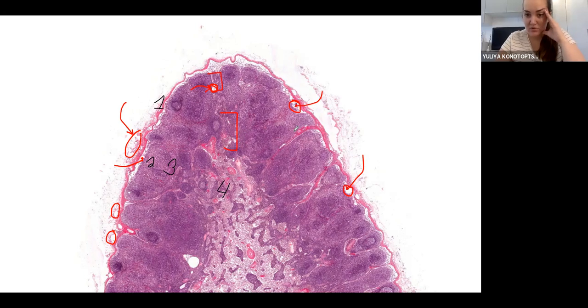From the capsule, you can see this thick structure. This is trabecula. It's very, very thick. This one as well. But right next to it, you see something very thin. Those ones are going to be septa. So this is trabecula, this is septa. What's the major difference? The amount of connective tissue in it.